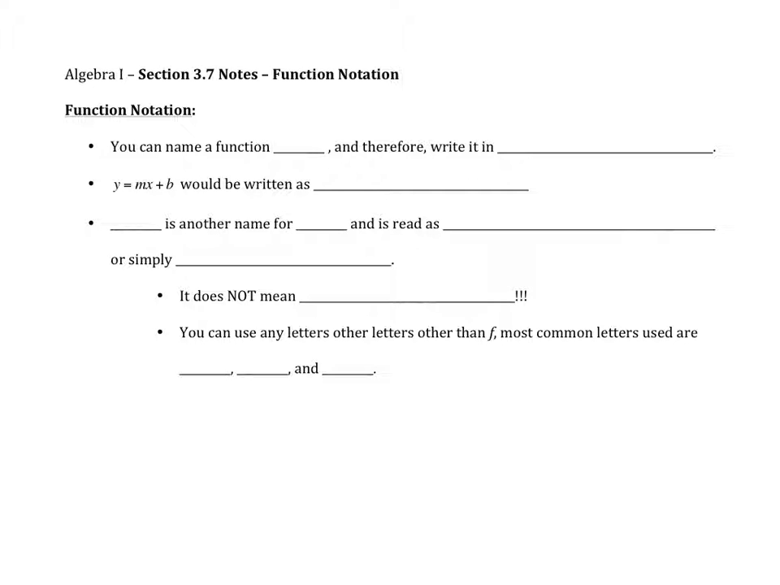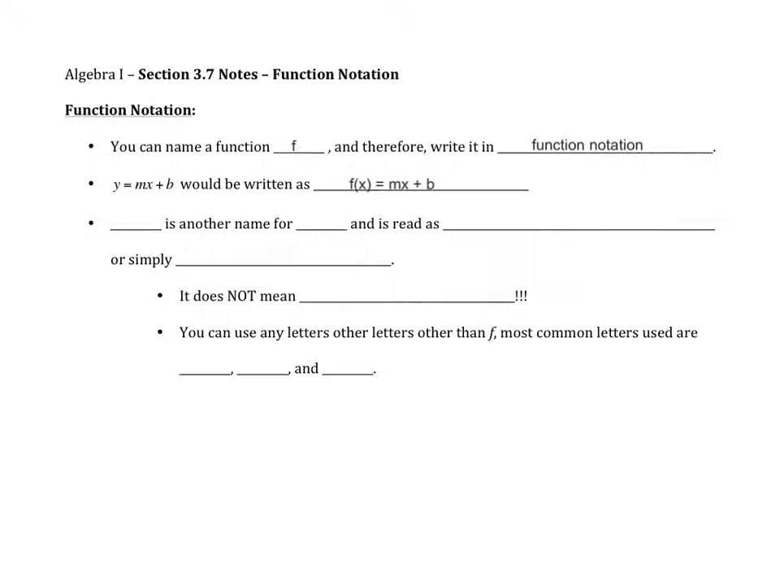In this section, we will be talking about what kinds of words and symbols you use when you are using and talking about functions. So to start, you can name a function f and therefore write it in function notation. So for example, y equals mx plus b would be written as f of x equals mx plus b. So if you see here, they're replacing the y in our equation with f of x. And again, that's read as f of x.